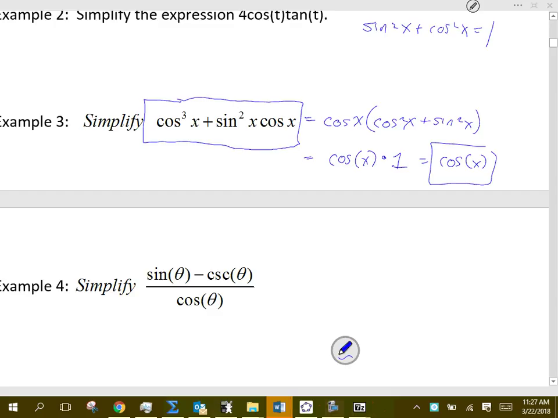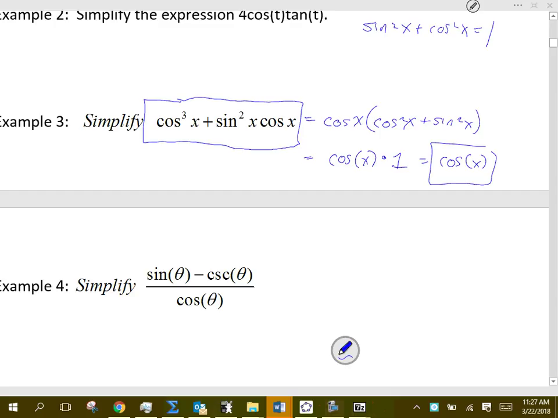Those two things are always the same. Whenever I see, from now on, cosine cubed x plus sine squared x cosine x, I can replace it with cosine x. They're the same. Now, how often am I going to see that? Probably won't see it again. But it is an identity. Does that make sense?